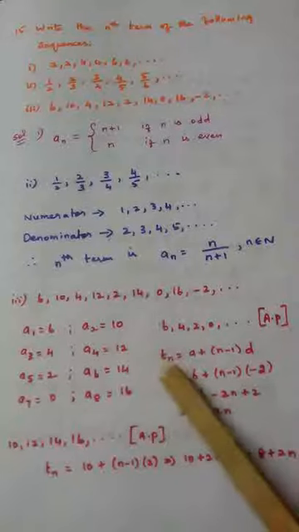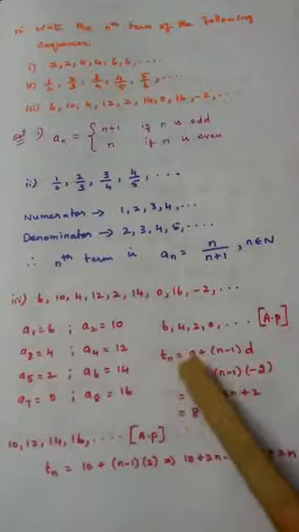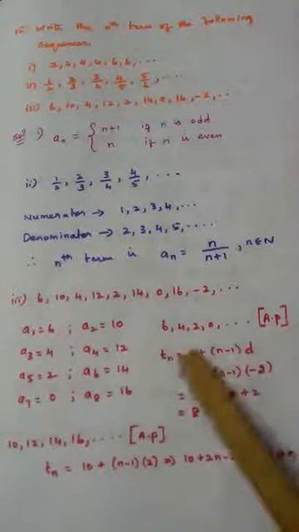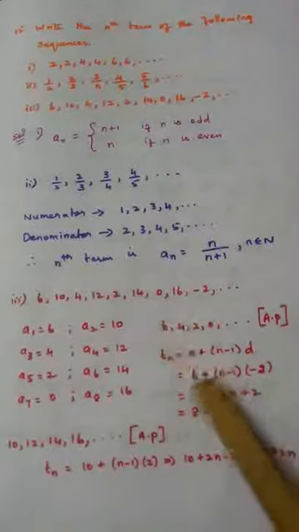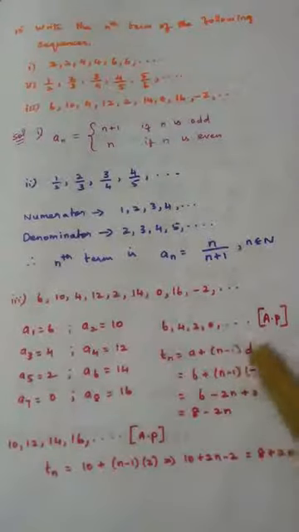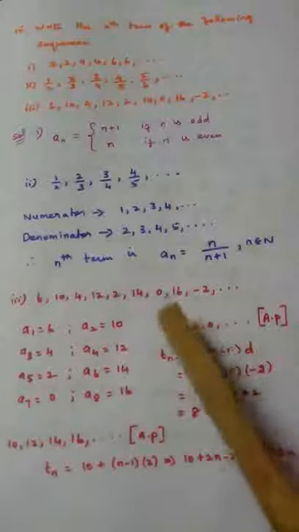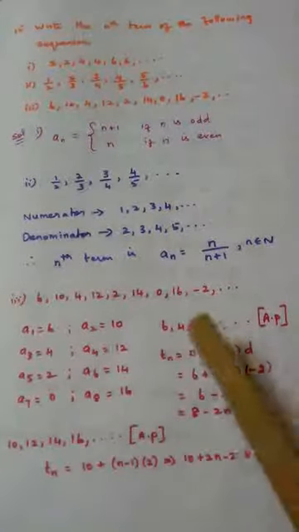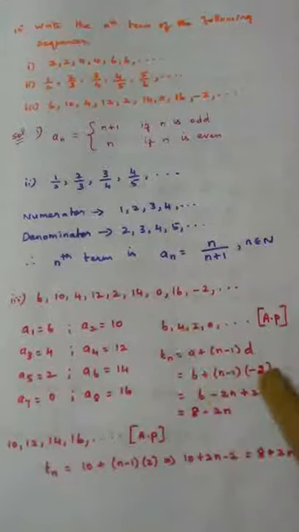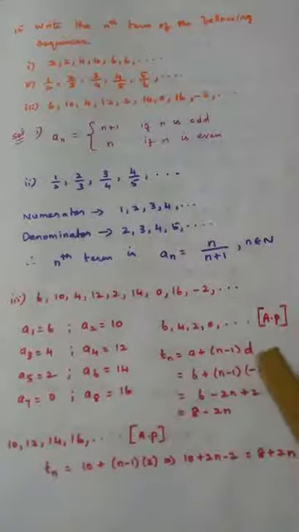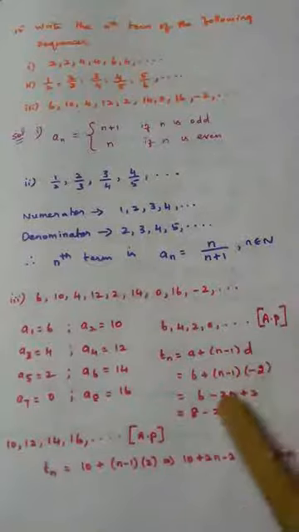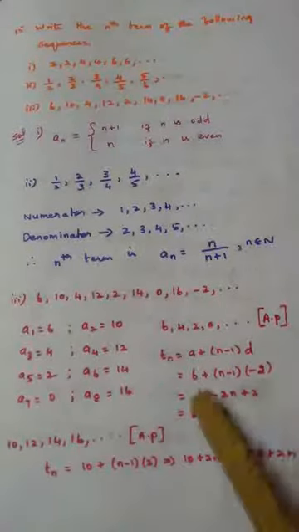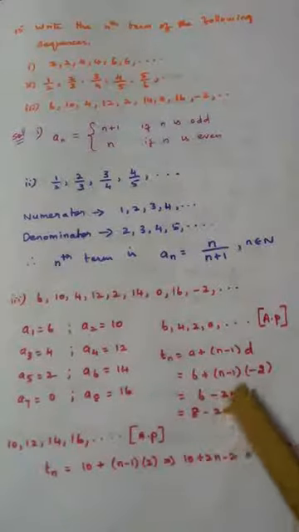We know very well, for an AP the general term is given by a plus n minus 1 into d. Substitute a, the first term, 6, plus n minus 1 into d, the difference. How to calculate the difference? T2 minus T1: 4 minus 6 is minus 2. 2 minus 4 is minus 2. So the difference is minus 2. Bring this minus 2 inside the bracket so that it comes like this: 6 plus 2 is 8 minus 2n.